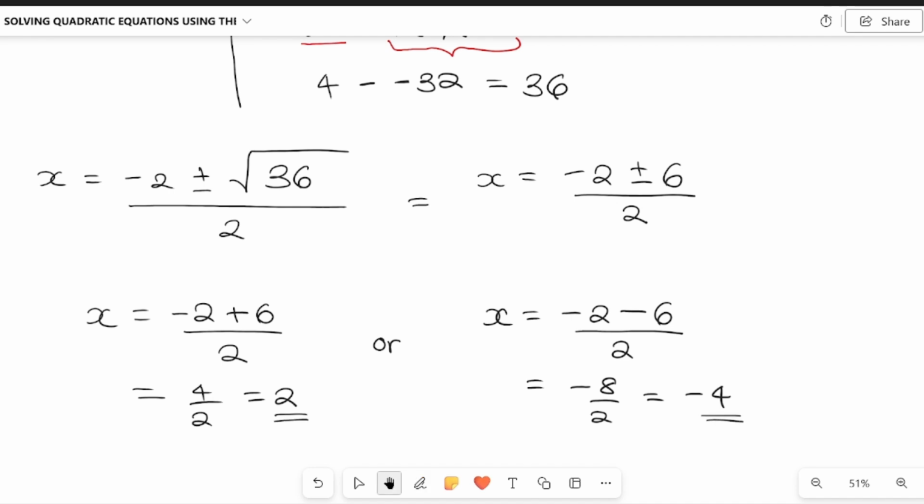And by the way, that is the essence of the plus or minus in the formula. The plus part gives us the first root, and the minus part gives us the second root. Let's look at another example.